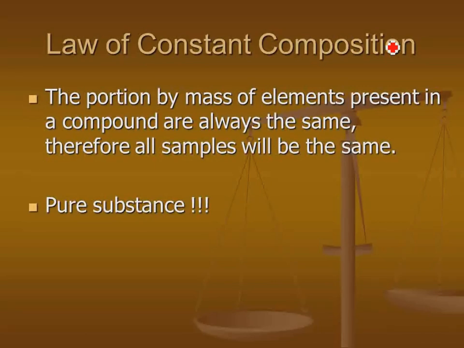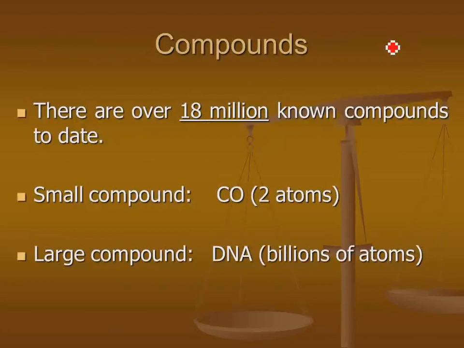Yeah. This is just basically why they're considered pure substances, because anytime you find these elements joined together to form a compound, they're always joined in the same fashion and in the same ratio. Lots of compounds exist. Some of them are very small. Here I have carbon joining with oxygen as carbon monoxide, 2 atoms together. And you can see situations like with DNA where that sequence is billions of atoms that are put together.